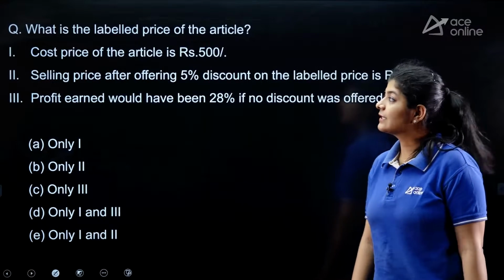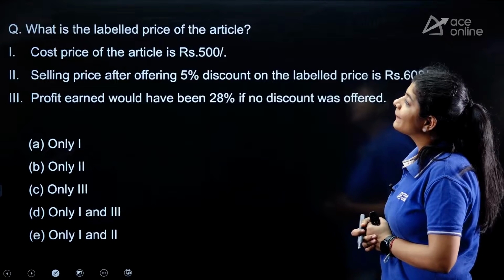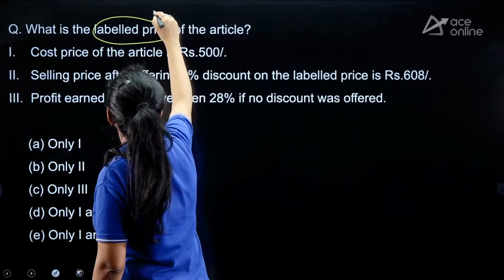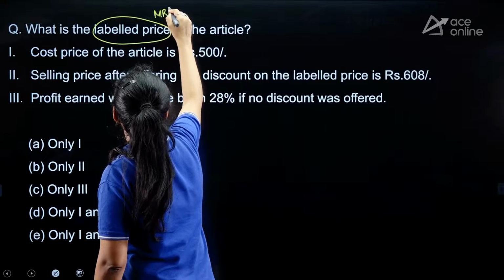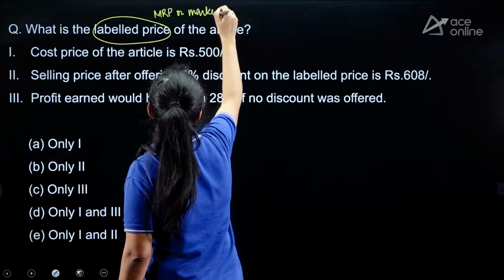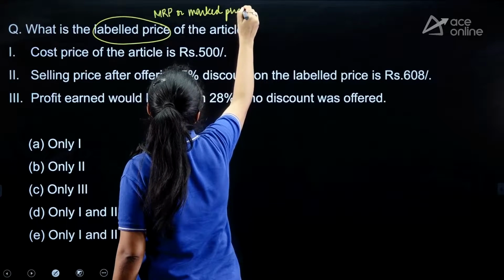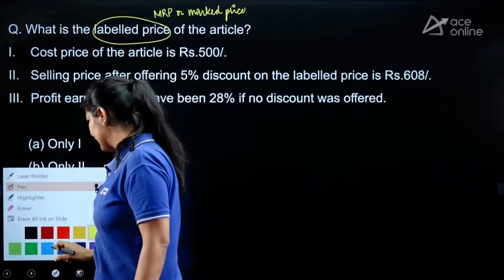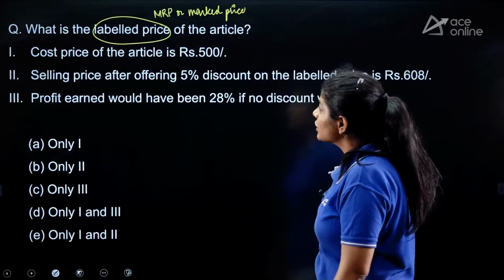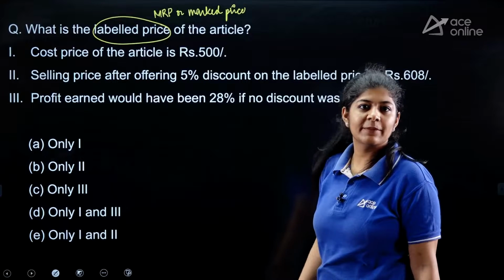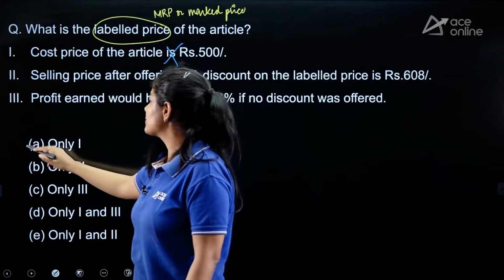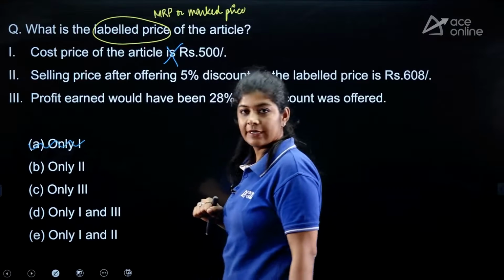The next question says: what is the labeled price of the article? Labeled price means you have to find out the MRP, or you can say the marked price. Statement number 1, or we can say information number 1: the cost price of the article is 500, but we need to find out the marked price. So no. Option number A is also eliminated.